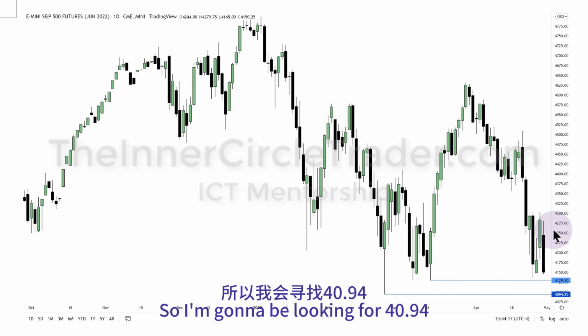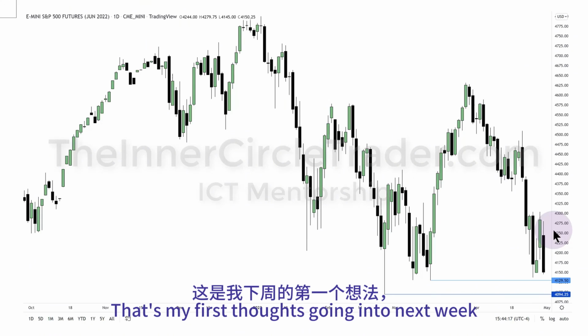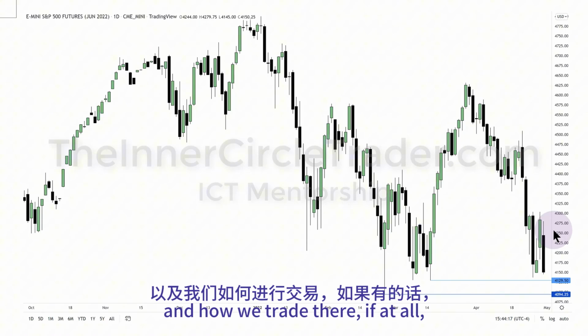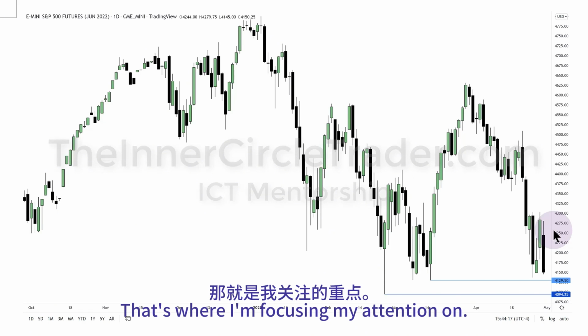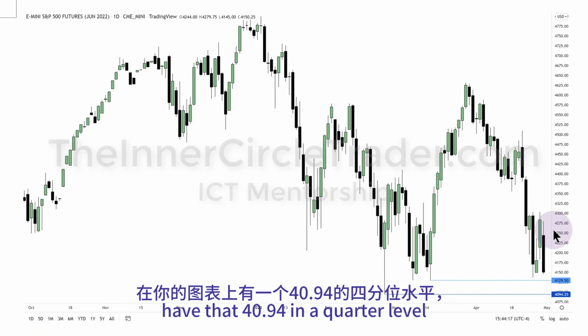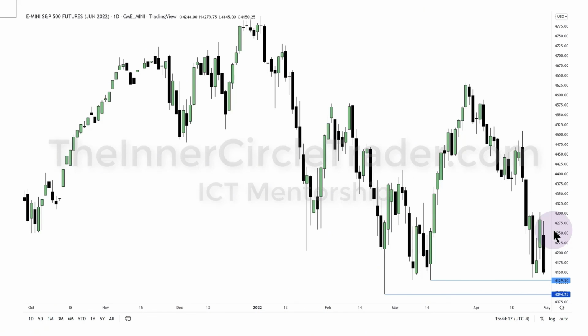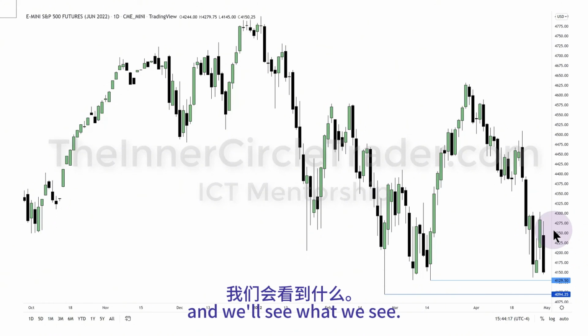So I'm going to be looking for 40.94 to be traded to. That's my first thoughts going into next week and how we trade there, if at all. But I think we'll get there. That's where I'm focusing my attention on. So if you're going to be practicing your price action drills and tape reading, have that 4094 and a quarter level on your chart, watching the E-mini S&P June contract, and we'll see what we see.